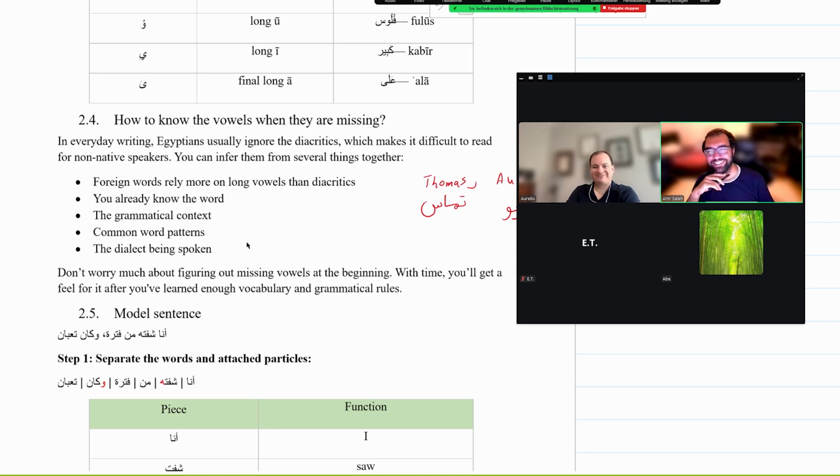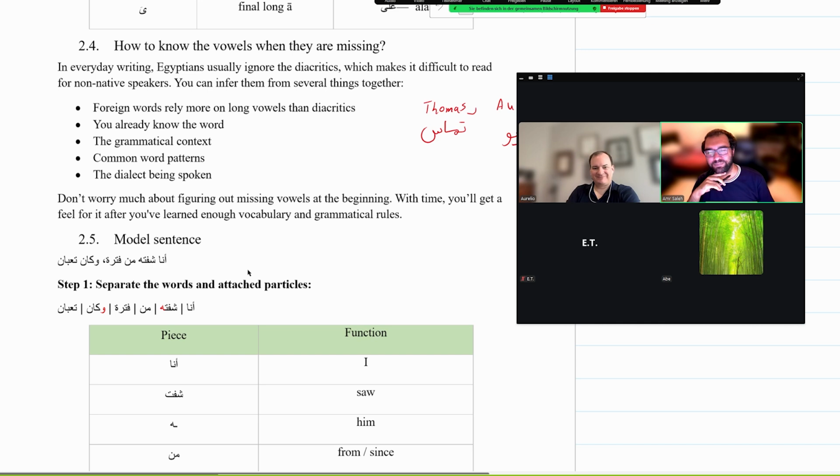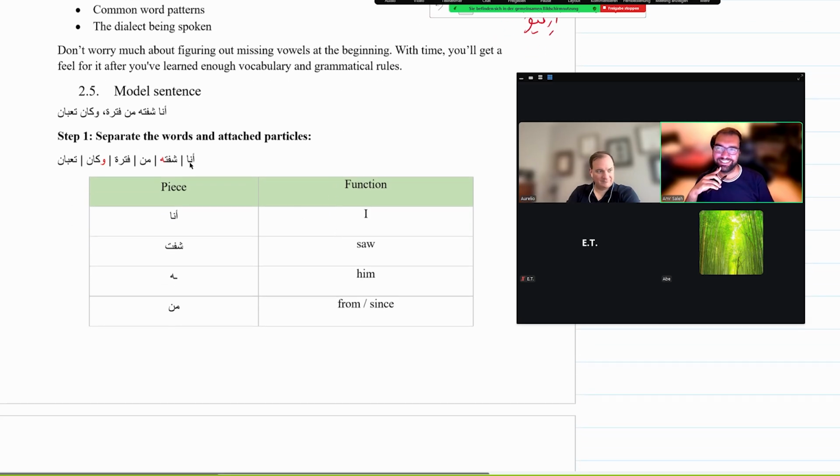That's why South Egyptians and North Egyptians don't usually try to speak the dialect of each other, because you have to learn all of the vowels again, and that's not that easy. Okay, so we are going to take an example.